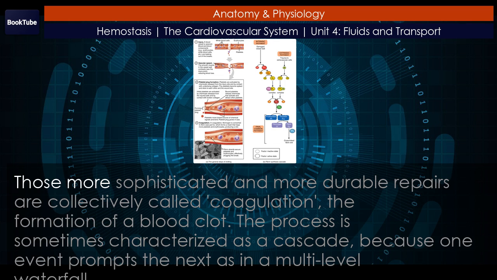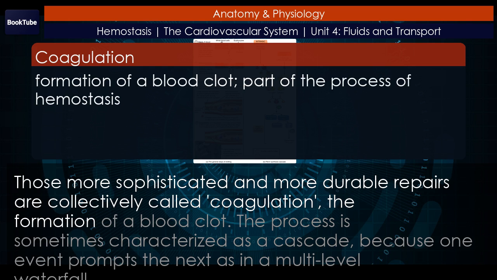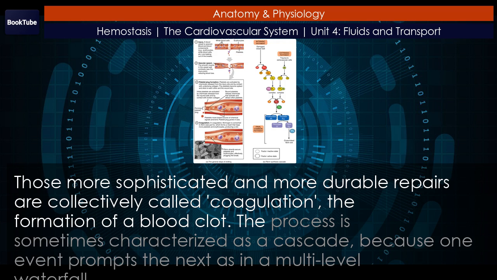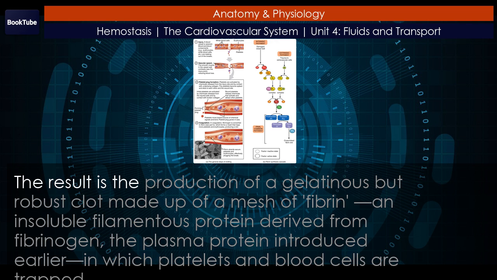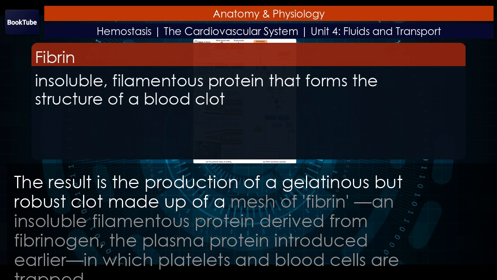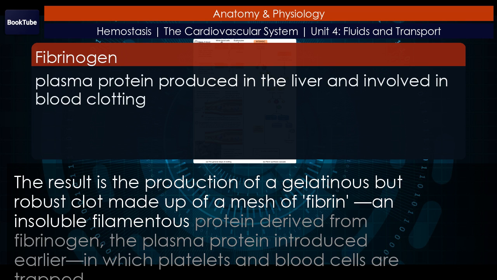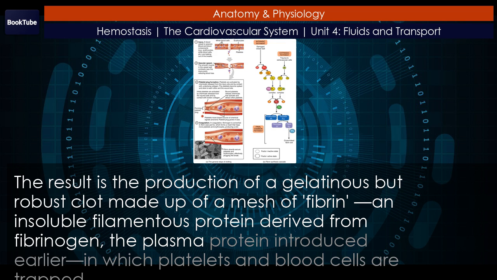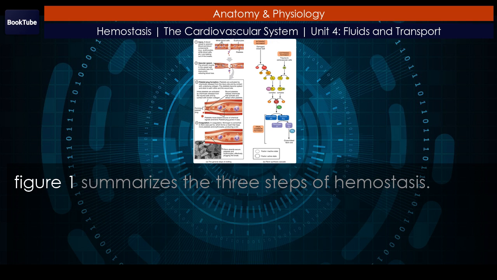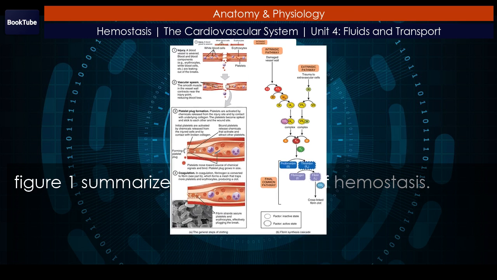Coagulation. Those more sophisticated and more durable repairs are collectively called coagulation, the formation of a blood clot. The process is sometimes characterized as a cascade, because one event prompts the next as in a multi-level waterfall. The result is the production of a gelatinous but robust clot made up of a mesh of fibrin, an insoluble filamentous protein derived from fibrinogen, the plasma protein introduced earlier, in which platelets and blood cells are trapped. Figure 1 summarizes the three steps of hemostasis.